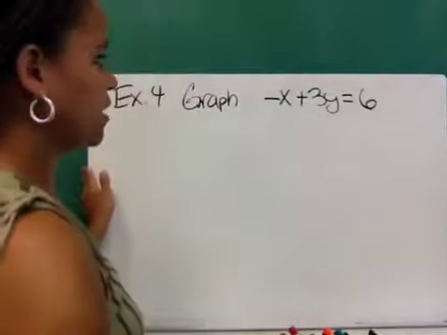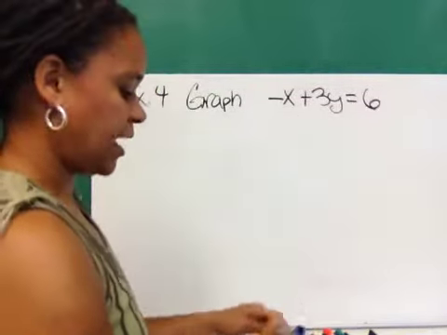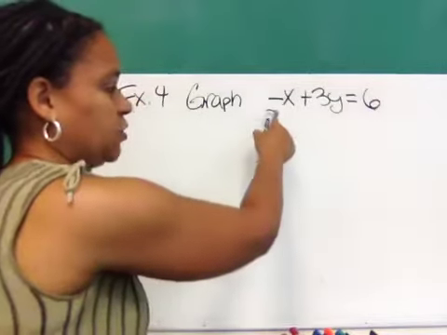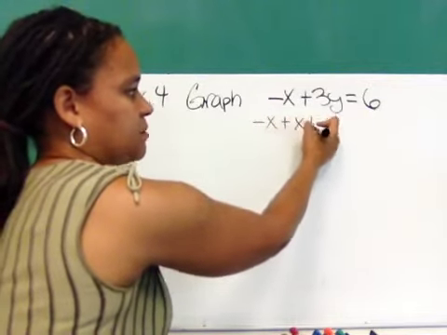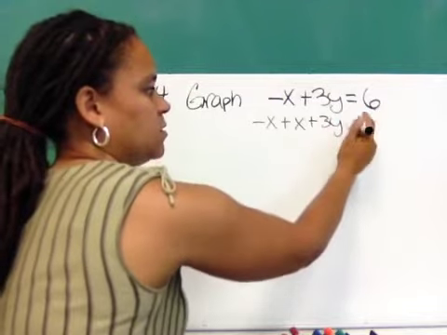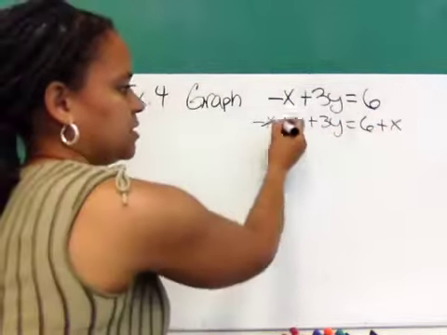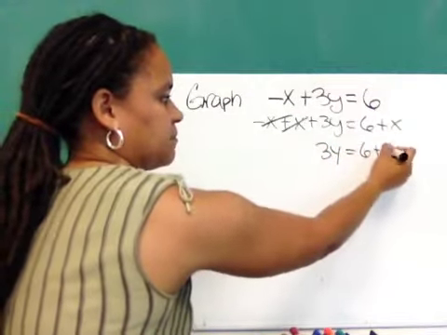Okay, so let's graph negative x plus 3y is equal to 6. Again, this one is not solved for y yet, so I need to get rid of that x. Well, if I have negative x, I need to add x to both sides. Oops, that should say equals 6 plus x. So negative x plus x, that's 0, they go away. 3y is equal to 6 plus x.